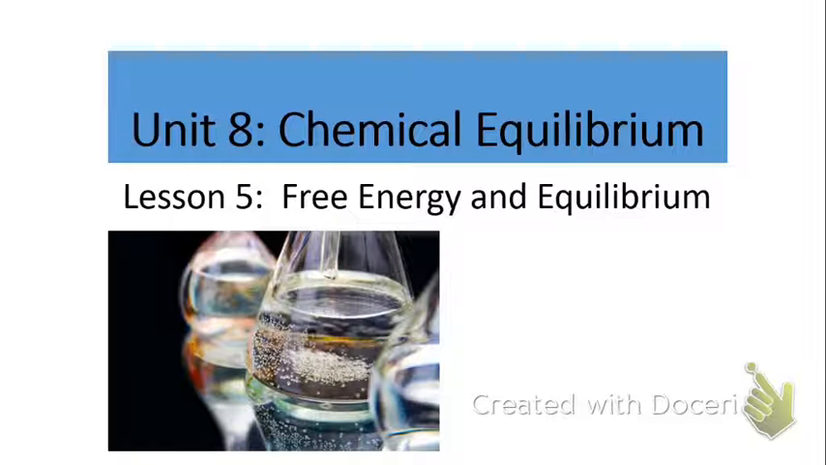All right, let's get started with lesson 5, free energy and equilibrium. In this particular lesson, we are going to learn how free energy, delta G, is related to the equilibrium constant Kc. If we know the value of delta G, the free energy value, we are able to determine if the system has reached equilibrium or if the forward or reverse reaction is dominating.